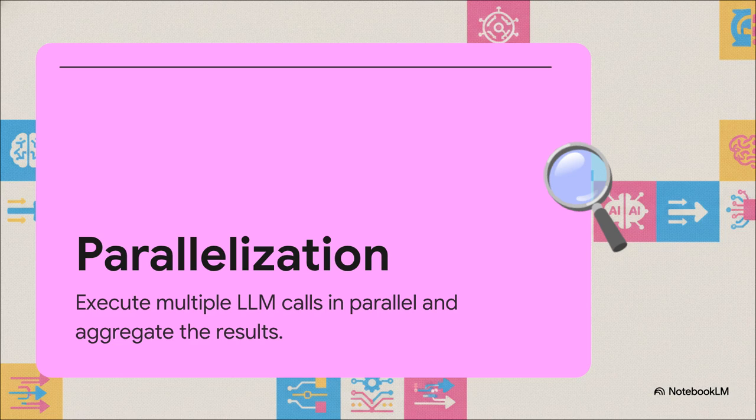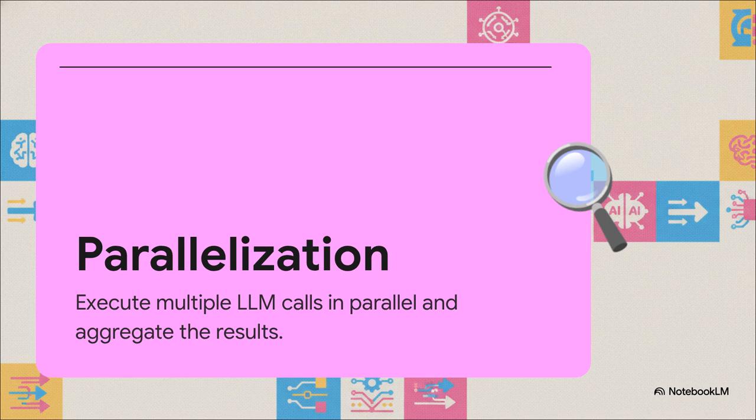We're putting together what I call the specialized team to perform multiple tasks simultaneously, which saves massive amounts of time. So our third pattern is parallelization. The definition is pretty straightforward. Execute multiple LLM calls in parallel and aggregate the results. In this setup, a single input comes in, but instead of going down one single path, it splits. It hits LLM calls 1, 2, and 3 simultaneously.